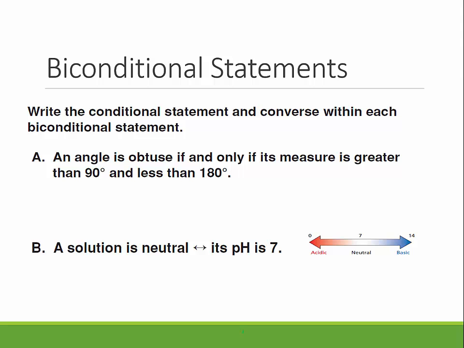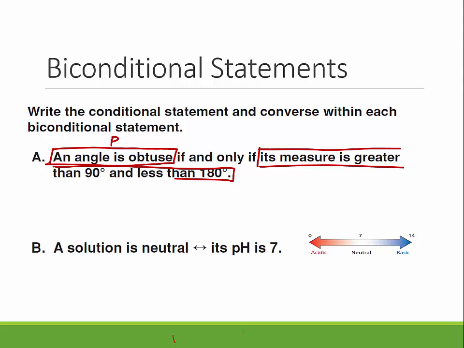So the first one: an angle is obtuse if and only if its measure is greater than 90 degrees and less than 180. The first thing we have to do is identify what our P is and what our Q is. So this right here, an angle is obtuse, we're going to let that be our P. And then its measure is greater than 90 degrees and less than 180, that's going to be our Q.